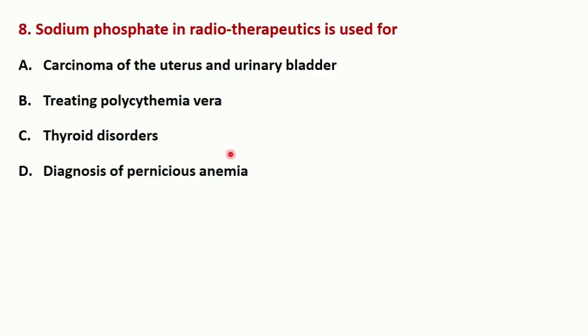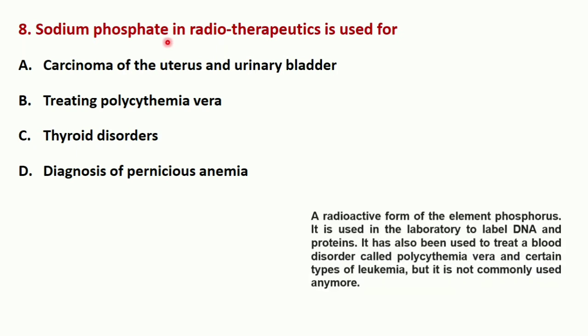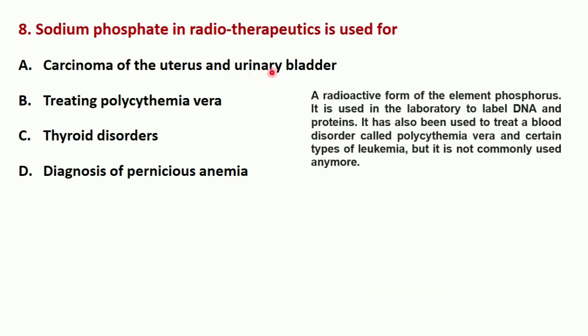And next, sodium phosphate in radiotherapeutics is used for what? So sodium phosphate is used in radiotherapeutics. The radioactive element in the phosphate is phosphorus. So in which category are we using this one? Carcinoma of the uterus and urinary bladder, treating polycythemia vera and thyroid disorders, and diagnosis of pernicious anemia.